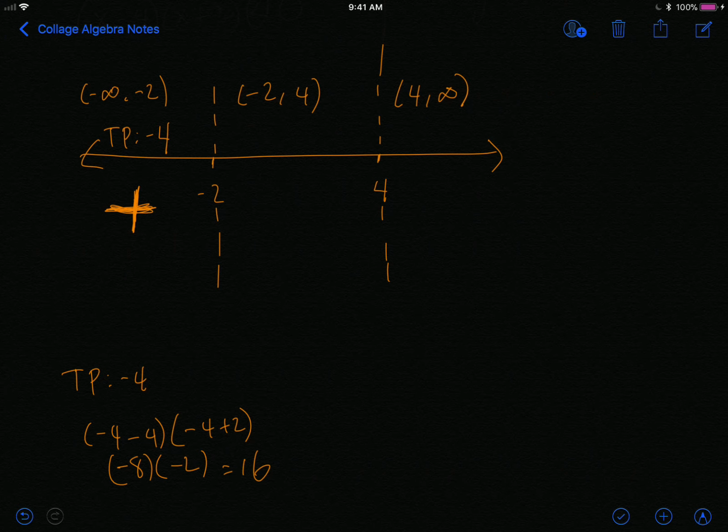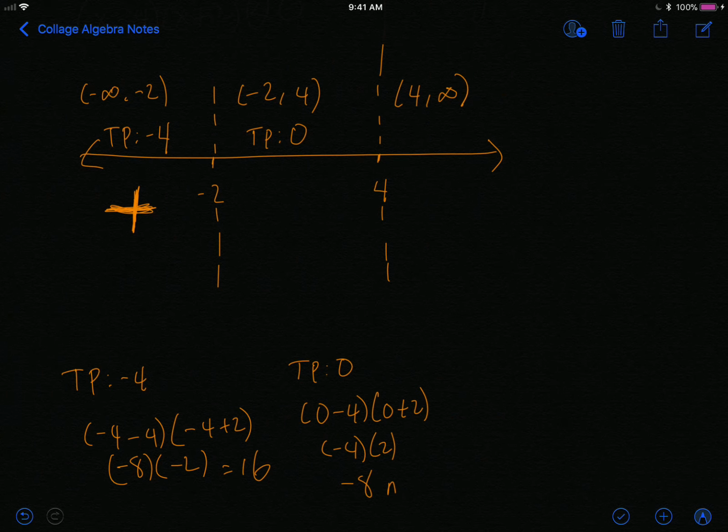The middle region, a number between negative 2 and 4, I believe 0. So I have a test point of 0. And so again, I plug in 0. So that's 0 minus 4 times 0 plus 2. And that is negative 4 times 2, which is negative 8. And that's a negative number. And so what that tells me is that this middle region right here is negative. Again, the graph is below the x-axis.